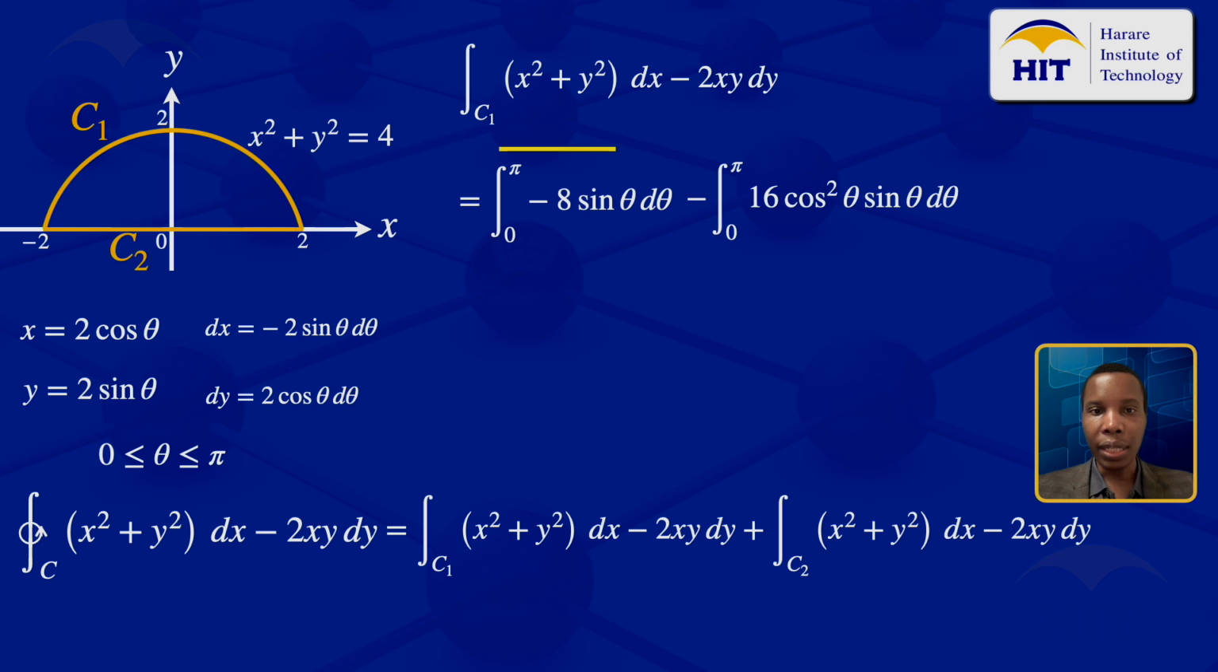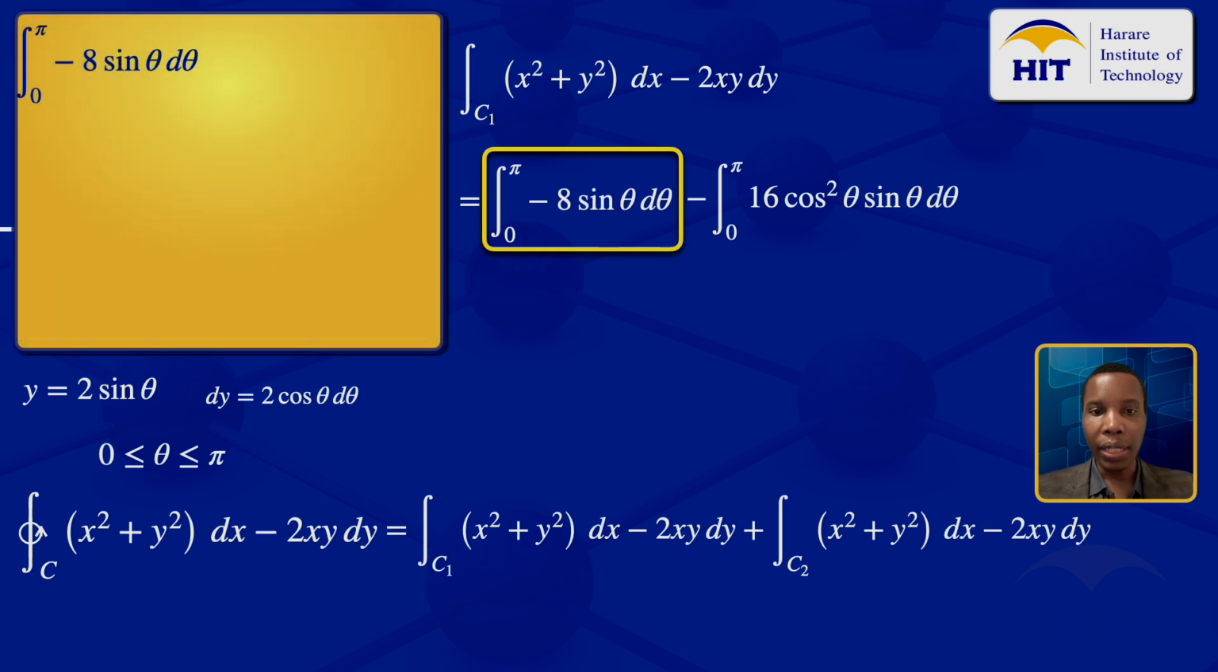We then go on and look at this part here, we integrate it. When we are integrating that, we can factor out the minus 8 since it's a constant. So we have minus 8 multiplied by the integral from 0 to pi of sine theta d theta. And the integral of sine theta gives us a minus cosine theta. So our result there is minus 8 times minus cosine theta. Then put the limits 0 to pi, and that will simplify to minus 16. So I write my result there as minus 16.